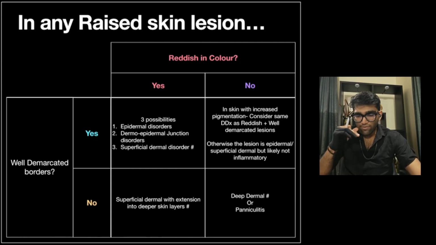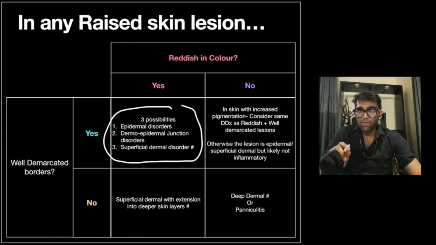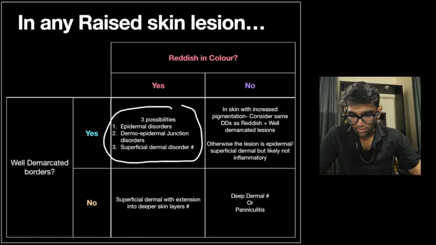One is when you have a person whose skin is otherwise having a lot of pigmentation, the person is darker in general. So in that situation, the differential diagnosis is the same as this, because we know that the lesion is well demarcated. So since it is well demarcated, it should be superficial. Okay. Now, therefore, the lesion must be either epidermal, dermoepidermal junction, or superficial dermal in origin.